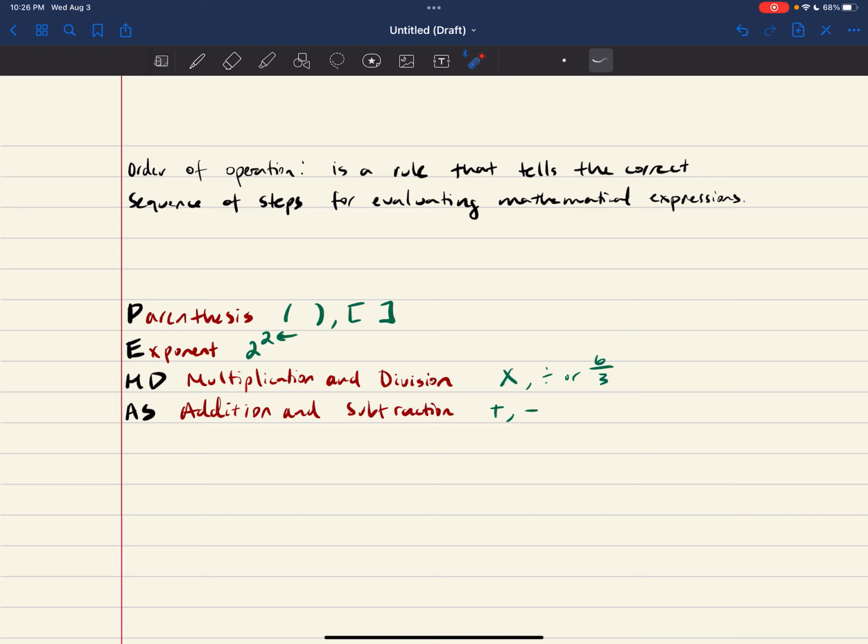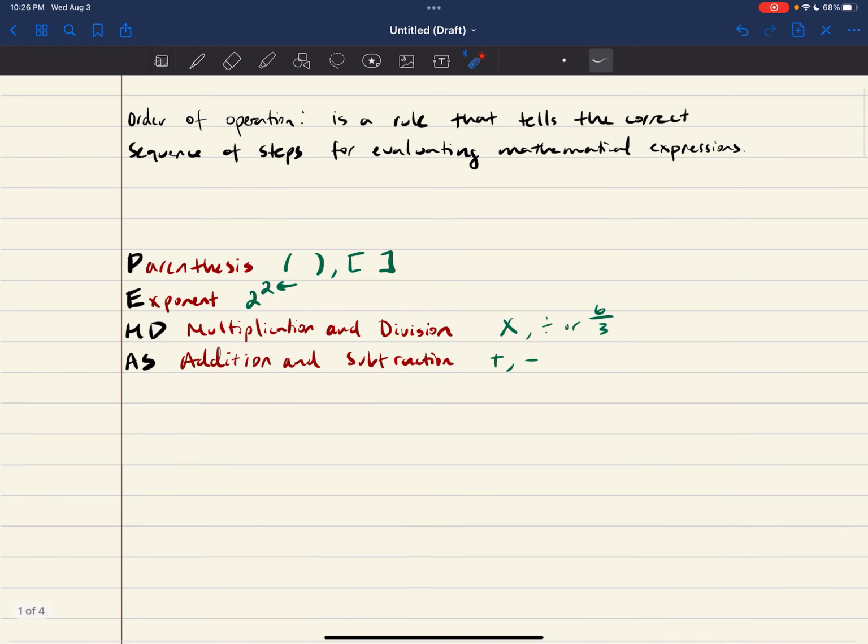Now, parentheses are P. Those are the ones with brackets. We could have curly brackets or we could have square brackets, and those are the things that we have to handle first. Second, we have to handle something called exponents. Now, exponents are numbers being raised to some sort of power. For instance, this 2 raised to the second power, this 2 over here that's floating, that's our exponent.